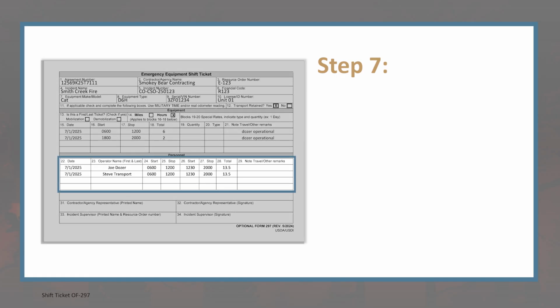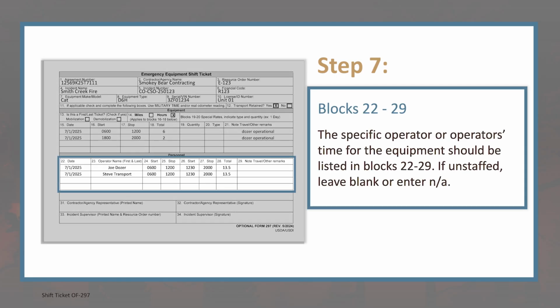The specific operator or operator's time for the equipment should be listed in Blocks 22 through 29. If unstaffed, leave blank or enter an A. Enter the first and last names of each person with the equipment. Every operator should be listed, as rates may vary based on the number of operators, and a start/stop time indicated using military time with appropriate breaks taken. Note travel time or other remarks like unstaffed, injury, or illness in Block 29.